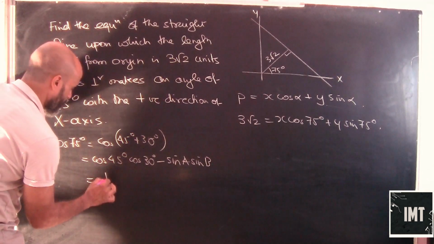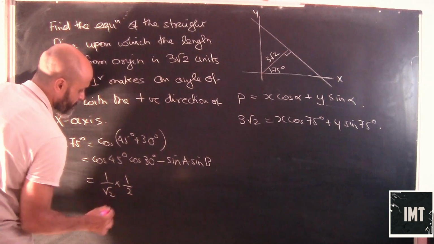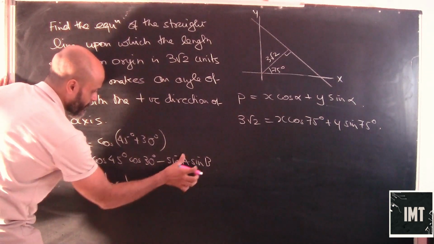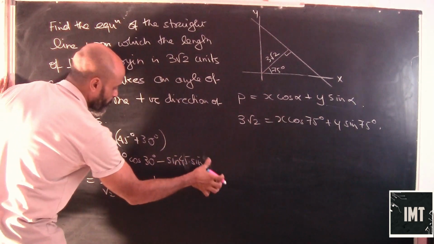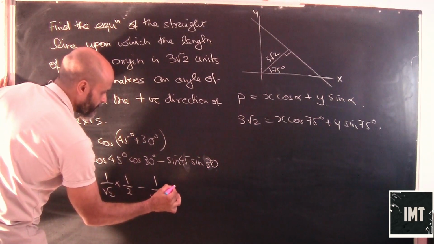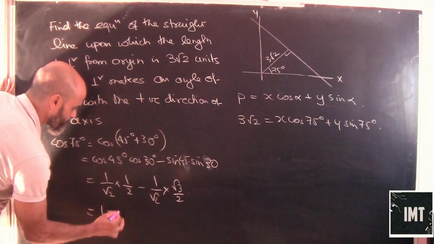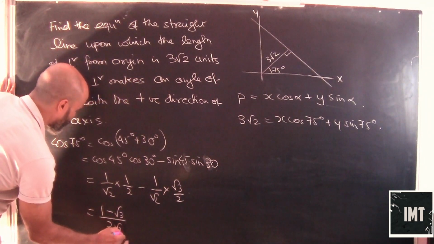So this will be 1 by under root 2 into cos 30, that is under root 3 by 2, minus 1 by under root 2 into sin 30, which is 1 by 2. So this will be under root 3 minus 1 by 2 root 2.